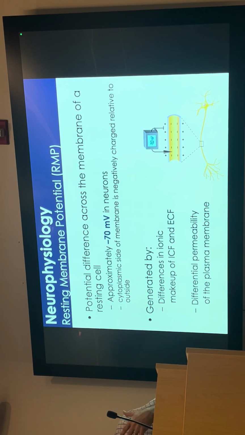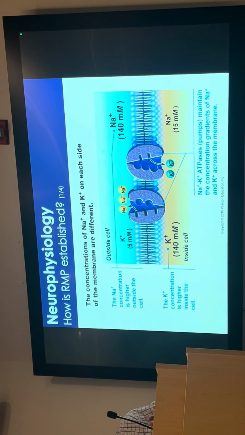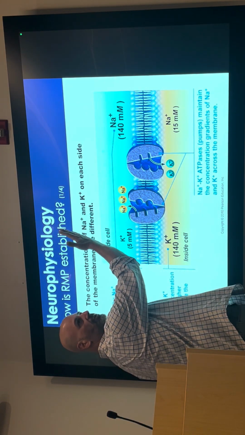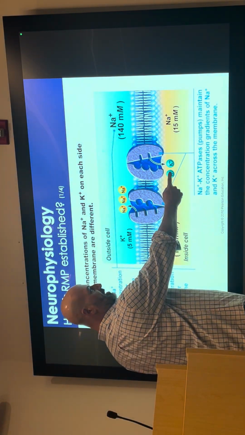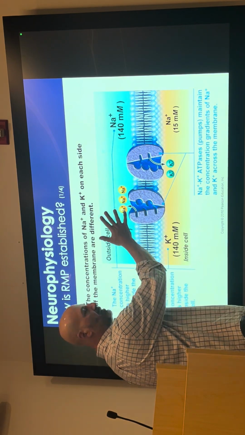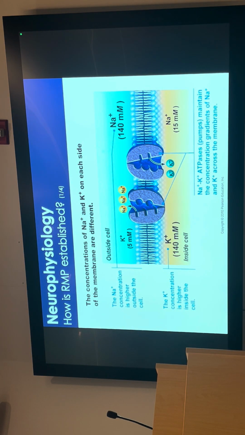So let's talk first about how we get to this resting membrane potential. Well, we've talked about this a lot, you learned this in lab, that the concentration of sodium is much higher outside the cell than inside. And the opposite is true for potassium. Much more potassium inside the cell than outside. And we have this sodium-potassium pump, which helps us establish that. Remember the sodium-potassium pump? It throws out 3 sodiums, brings back 2 potassiums. So we can get this gradient here.